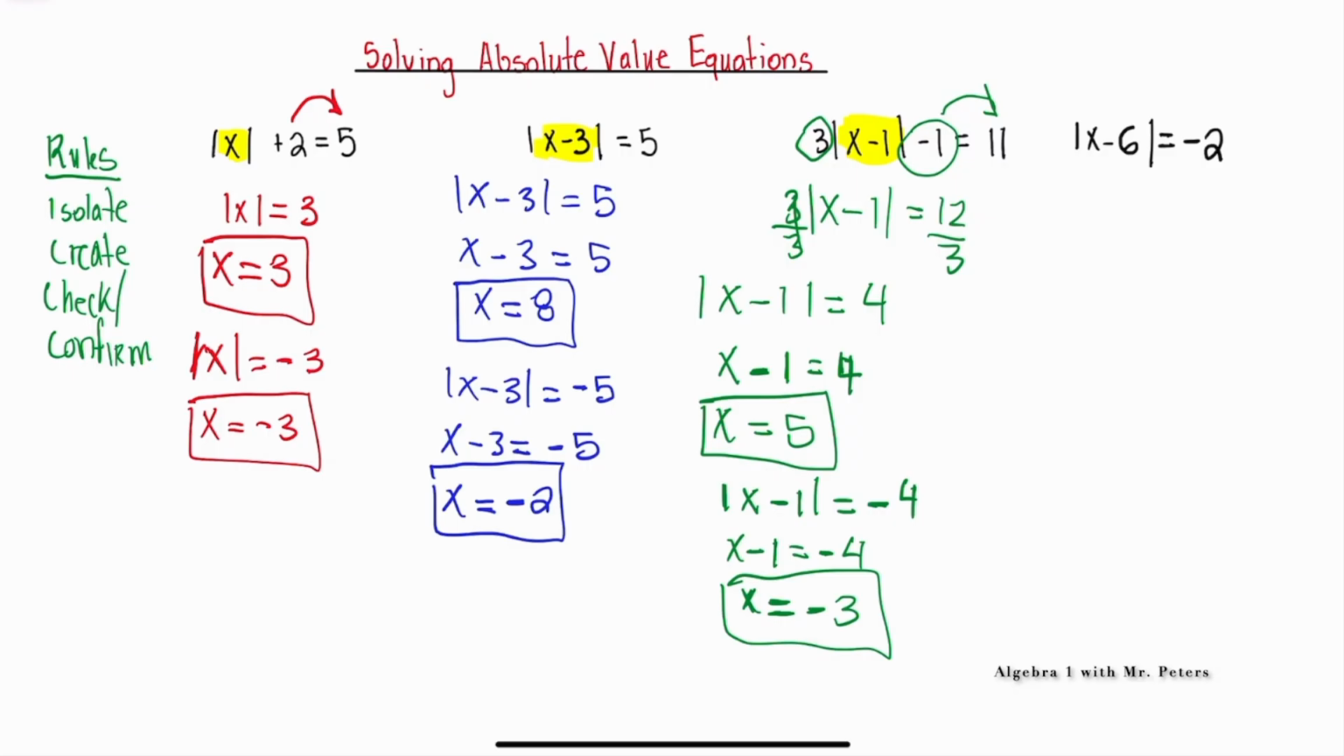Now our last example for this review is the absolute value of x minus 6 is equal to -2. But we should already know that there is no solution to this because it's equal to a negative quantity. Anytime we have an equation like this, there's no solution. We can't do anything with it. It has to be a positive value that it's equal to.